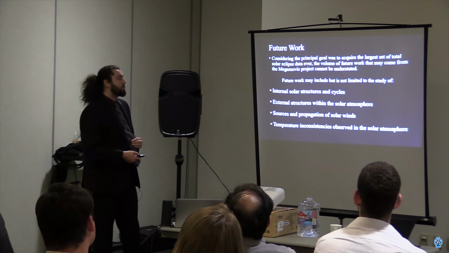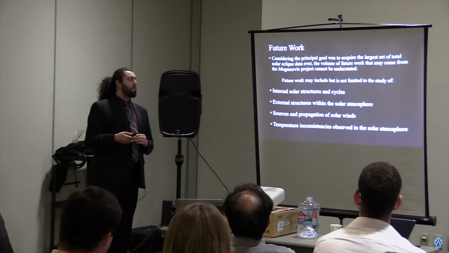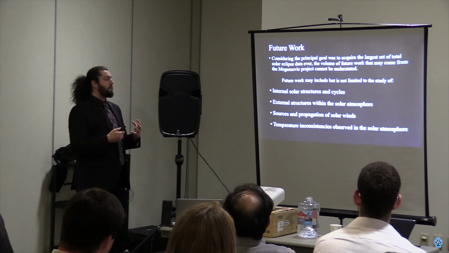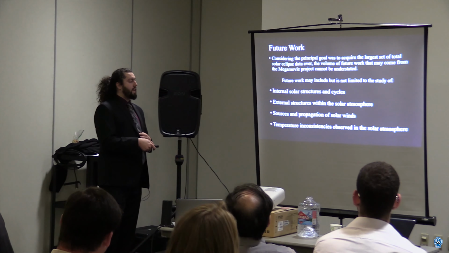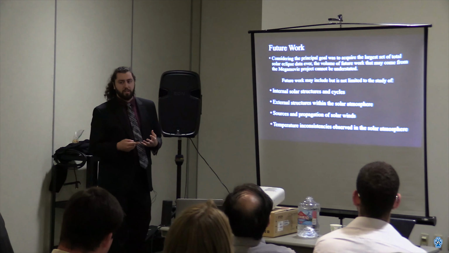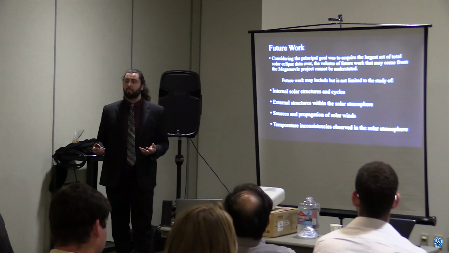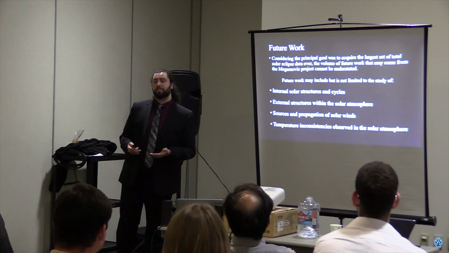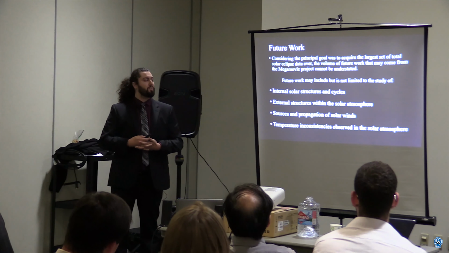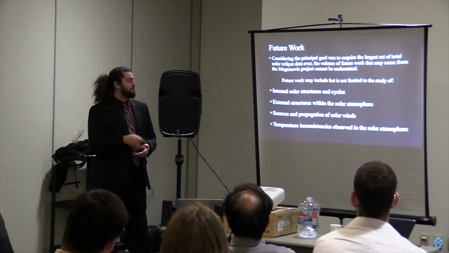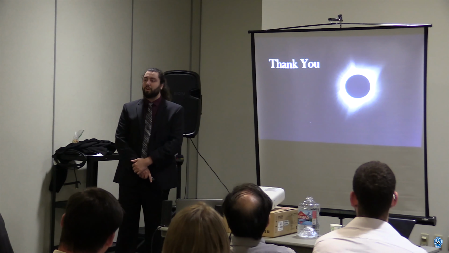We can see everything from internal structures and cycles, to external structures with the solar atmosphere. We can see propagation of solar wind and how it moves through to the interstellar medium, and temperature inconsistencies. We see a lot of temperature inconsistencies in the atmosphere of the sun. A lot of people are wondering why. We have no good answer yet. So those are some of the future pieces of work, and I'm sure people much smarter than me are going to figure out way cooler things beyond this. And that is the Mega Movie project.